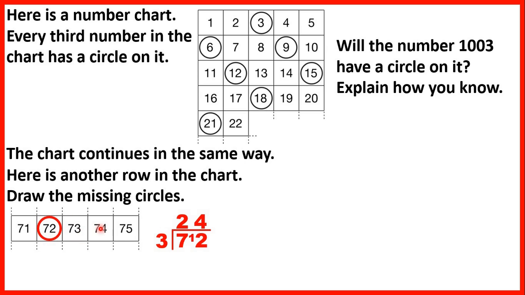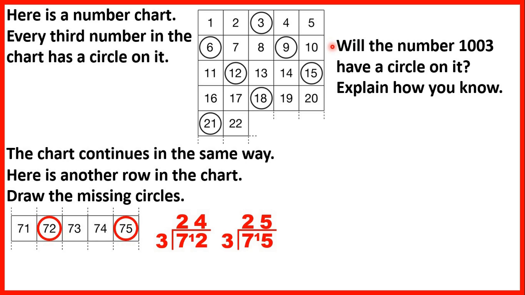And if we count on 3, we can see that we'll also need to circle 75. That's a multiple of 3 as well, because when we divide it by 3, we don't get a remainder, we get a whole number. So we can see here that 25 times 3 is 75.